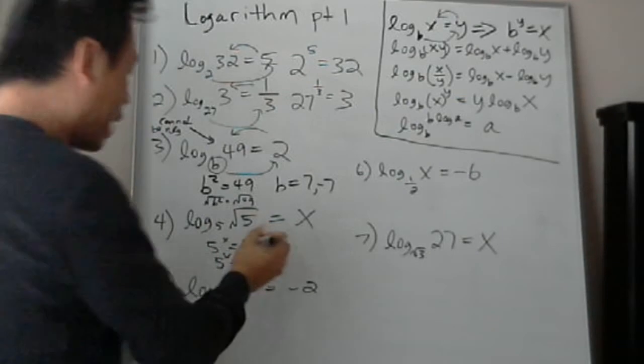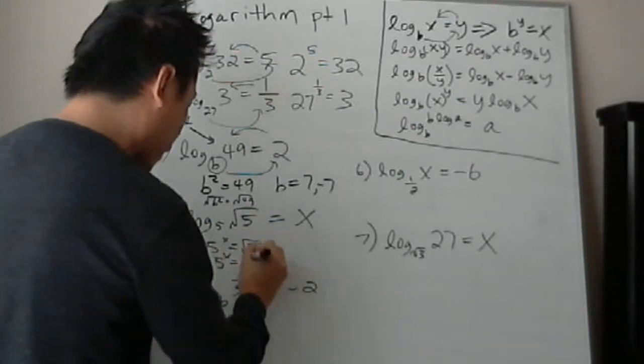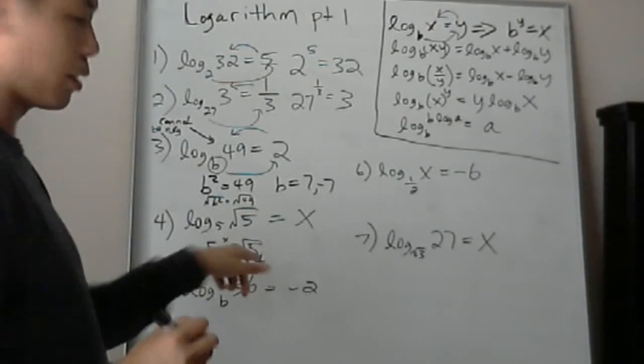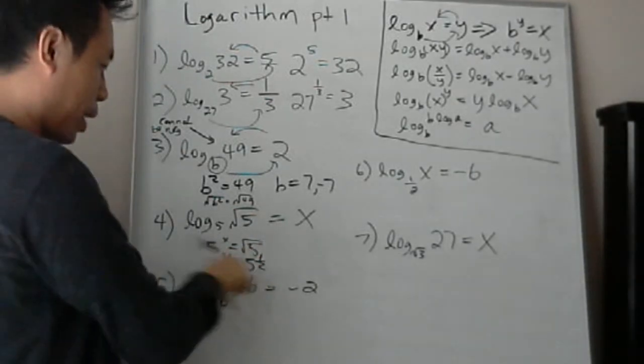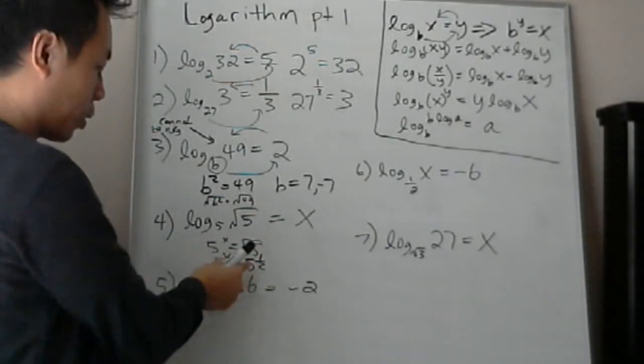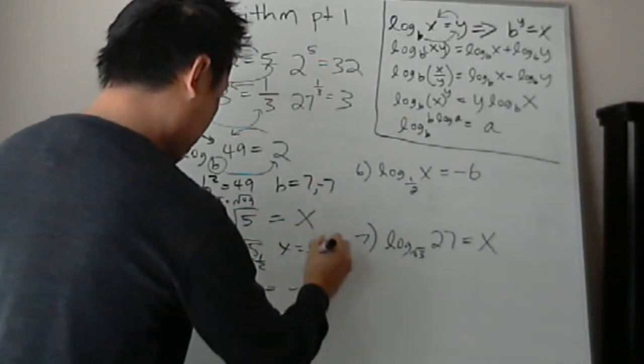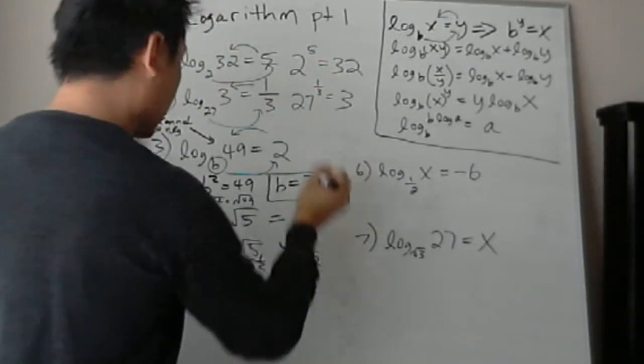And square root of 5, since it's a 2 here, it's 1 over 2, is really 5 to the 1/2 power, right? Square root of 5 is just radical 5, which is 5 to 1/2. And you'll see right away x is equal to 1/2. Since the base is equal, you can set the exponents to be equal, so x is equal to 1/2. Let me box these so you see the answers.